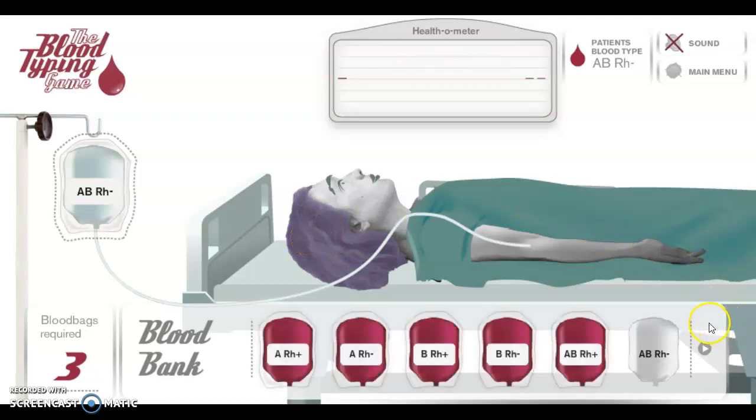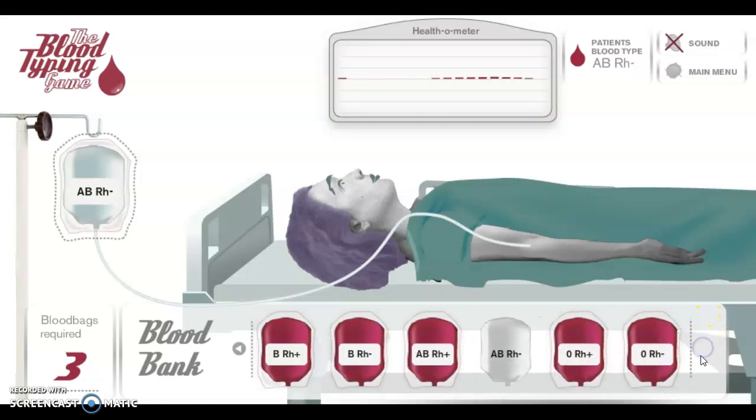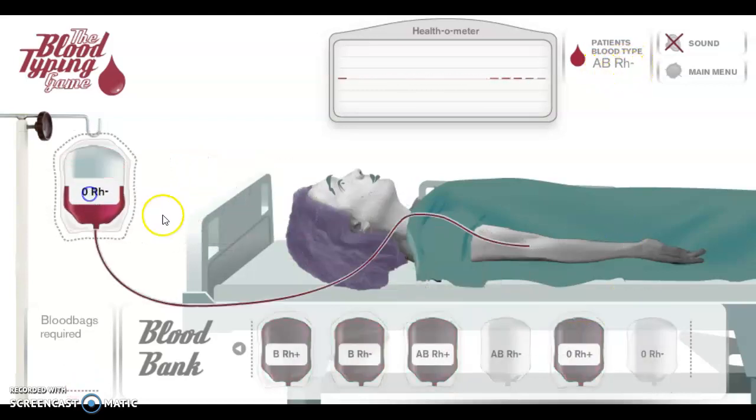Next choice. O is usually a good choice because O doesn't have any antigen on it, so there's nothing for her body to react to. So if we can find an O, and since this is negative, give that to her. That should be good.